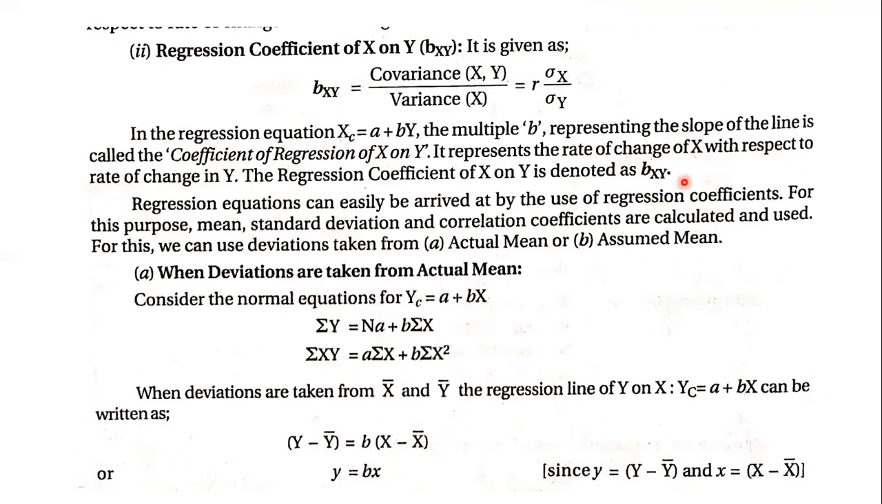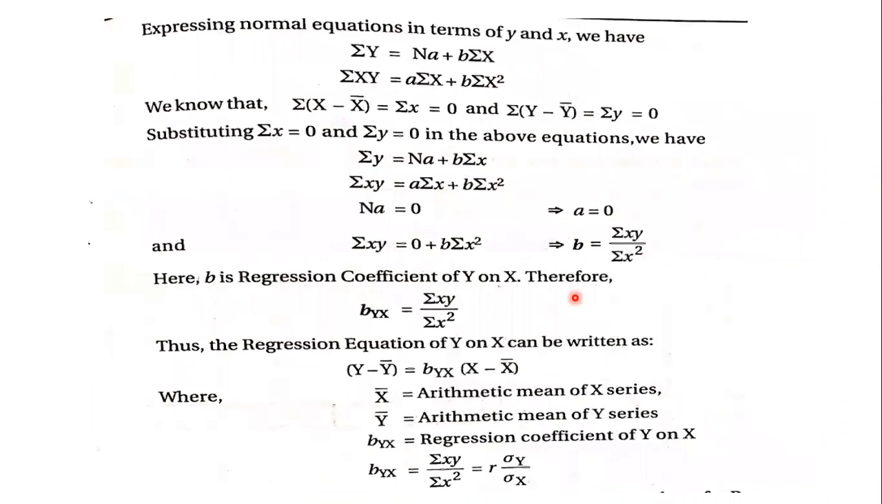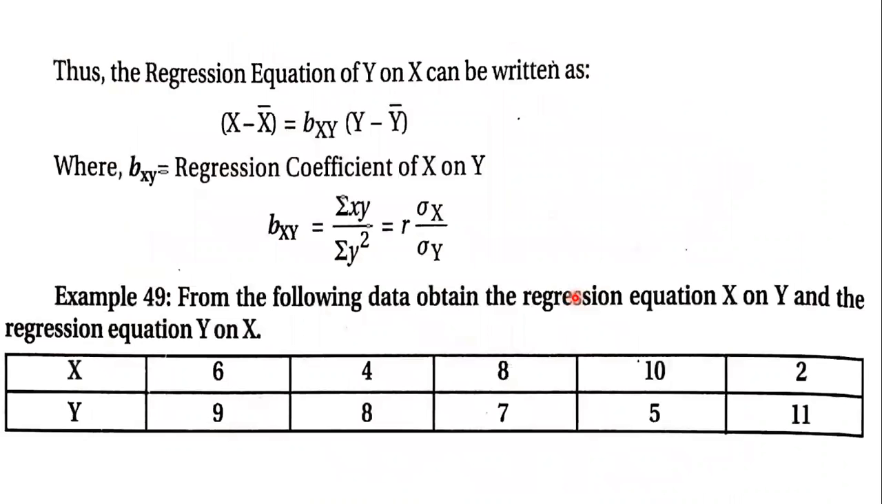Okay, and then regression equations can be easily arrived at by using regression coefficients. For this purpose, mean, standard deviation and correlation coefficients are calculated, and you can use deviations from the actual mean or from an assumed mean. Both can be used here. So they have given certain derivations here: if you are using the assumed mean, how you will have to work, and if you're using the actual mean, how you will have to work. So let us get into the problem and understand how to solve it.